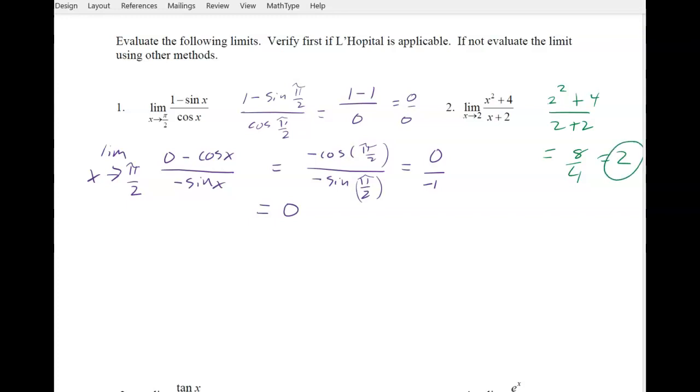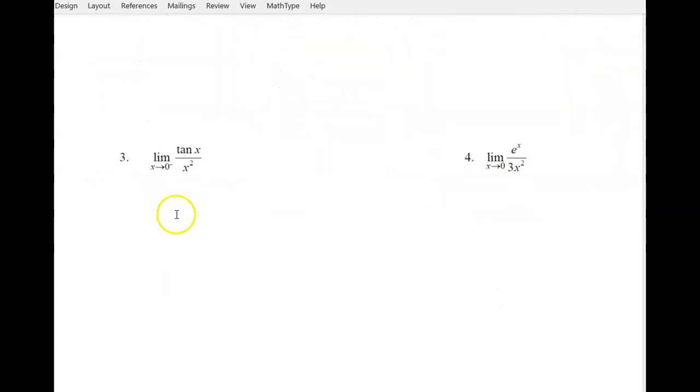Okay, we have a couple more to try. All right, problem 3. Again, evaluate the limit. If you need to, use L'Hopital's rule, verify that it works. And if it does not work, evaluate the limit some other way. So, problem 3. Stop the video and try it.